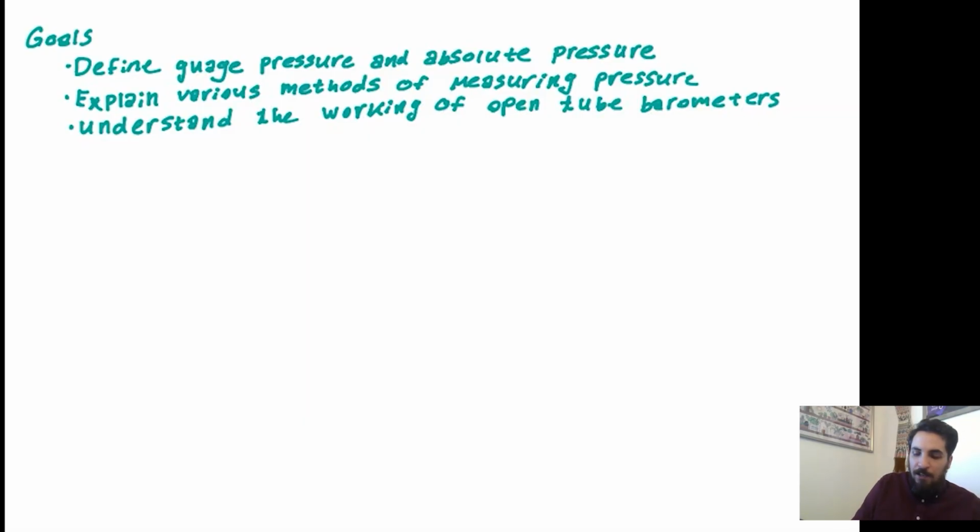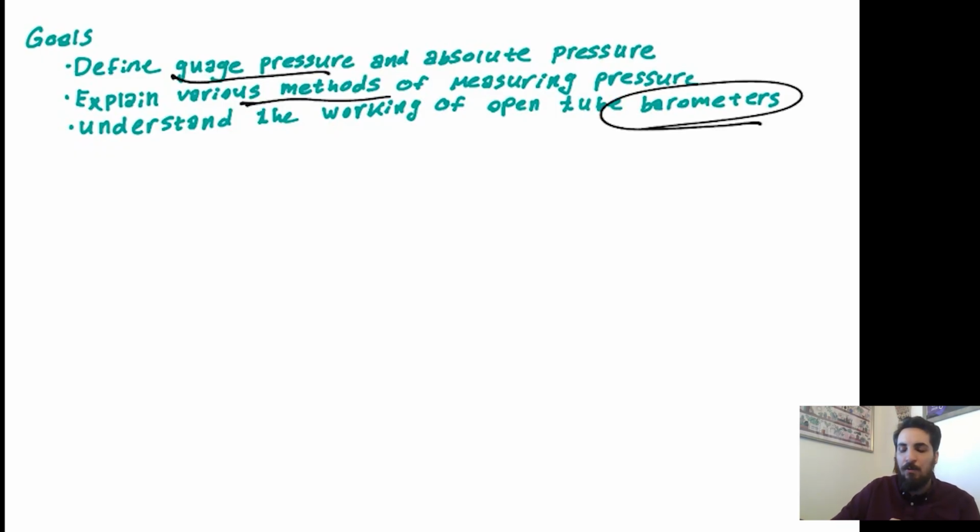So the goals for this video are to be able to define the gauge pressure. And last time we were talking briefly about it. I'll describe more about what gauge pressure means and absolute pressure. But that's our first goal. What is gauge pressure? What is absolute pressure? And we're going to talk about various methods on how to measure pressure, and specifically how to understand how a barometer works. And we like to discuss a barometer because it's a nice discussion on pressure and how it's applicable.